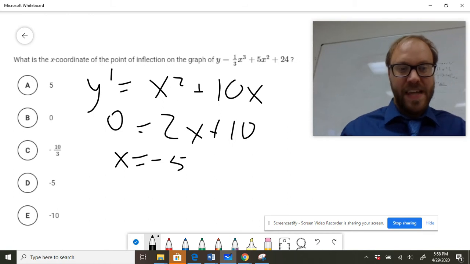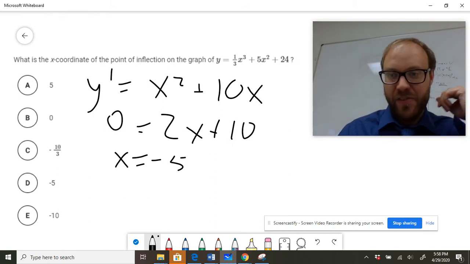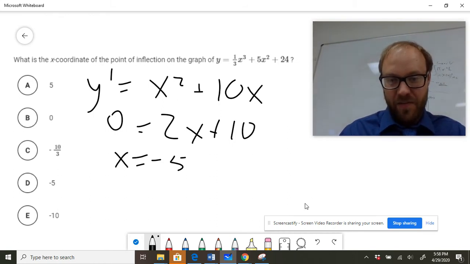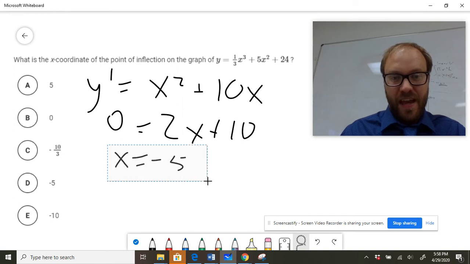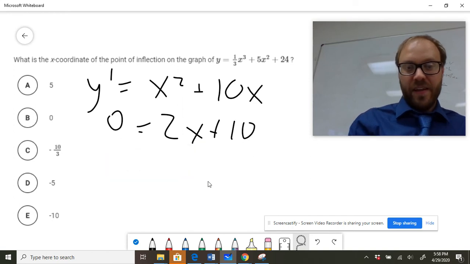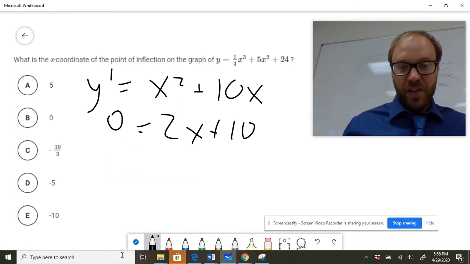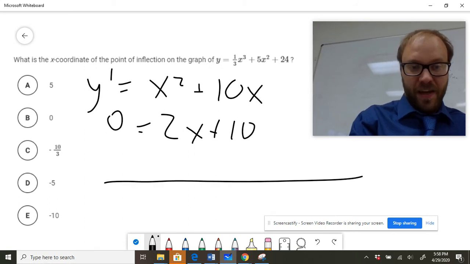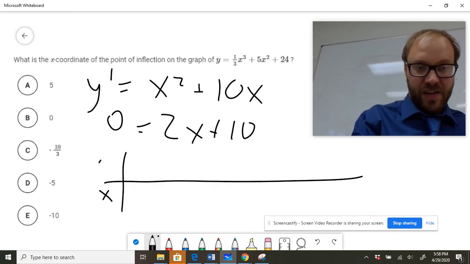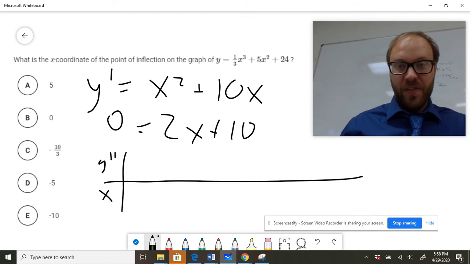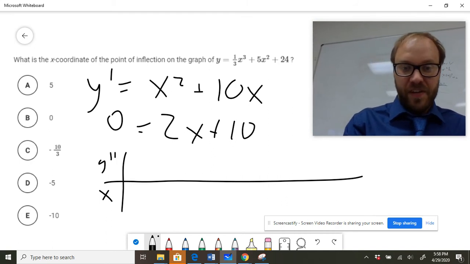Now technically, the answer is going to be D here, and we don't need to go any farther. But a lot of times, there could be an option like, maybe there is no point of inflection. I would encourage you real quickly to sketch a number line for the second derivative. So you've got x, you've got y prime, and you want those places where the second derivative is equal to 0, which in this case is just at -5.